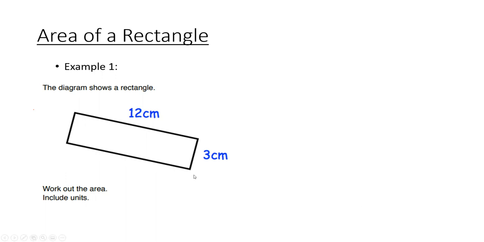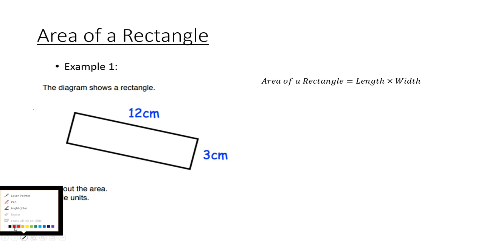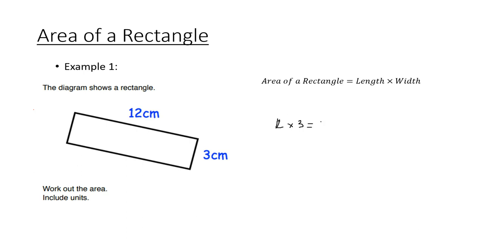So this first example, we've got a rectangle with a length of 12, a width of 3. The area of a rectangle is the following: length times width. So our length we know is 12. Our width is 3, so we do 12 times 3, giving us a final area of 36 centimeters squared. It's important that we include our units and then know that when we're working with area, our units have to be units squared, so centimeters squared.